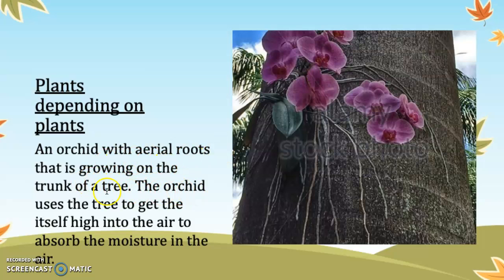So here it says an orchid with aerial roots that is growing on the trunk of a tree, right? The orchid uses the tree to get itself high into the air to absorb the moisture in the air. So the moisture in the air is enough for this orchid to survive. But if you were to plant it into the ground and water it, then you are exposing too much water to the plant, and you are reducing the amount of air that the plant needs. And that is just a very simple example of how plants are dependent on plants.